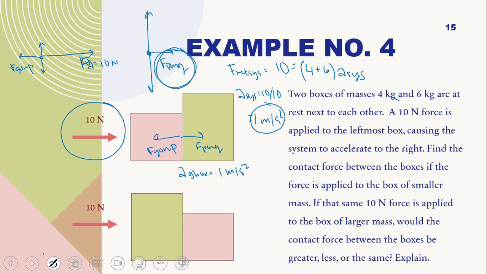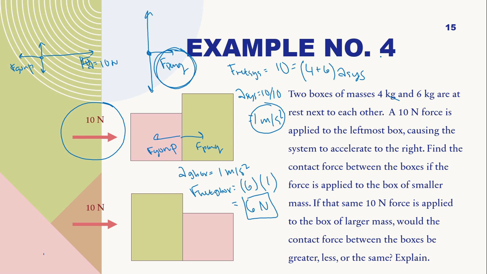Now we know that acceleration is going to equal the F net on that box divided by the mass of that box. So we know that the F net of the green box is equal to m of that box, which is 6 kg, times its acceleration, which is 1 meter per second squared. So the F net on the green box is 6 newtons. And since the net force on the green box is just the contact force between the two boxes, we know that the contact force between the boxes is 6 newtons.